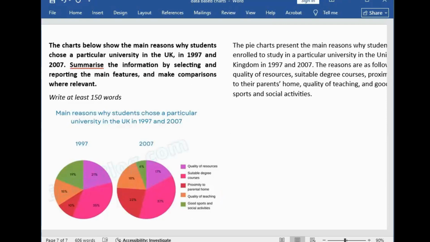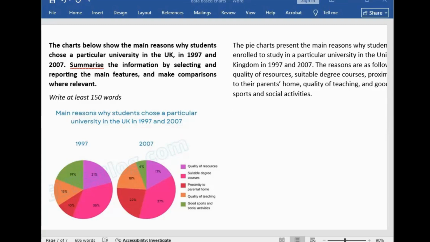What language am I going to use for this pie chart question? Am I to use language of comparison only, or both language of comparison and language of trend? Who can tell me? Anybody who wants to give it a try? Thank you very much. We are going to use both.